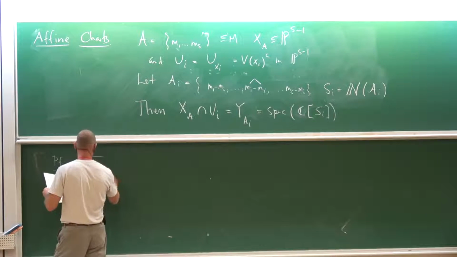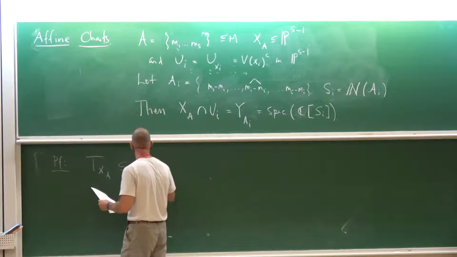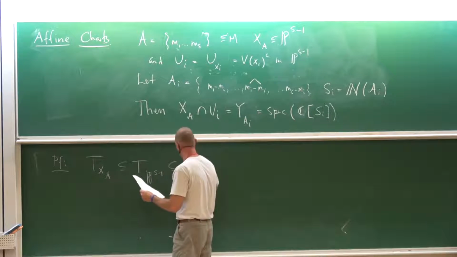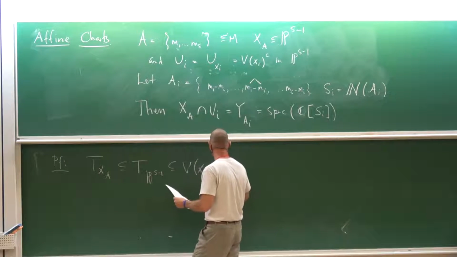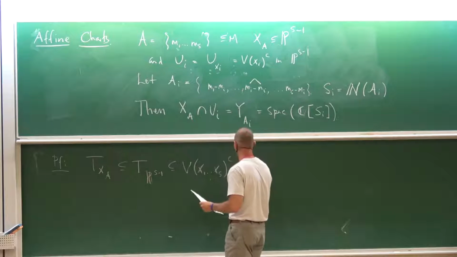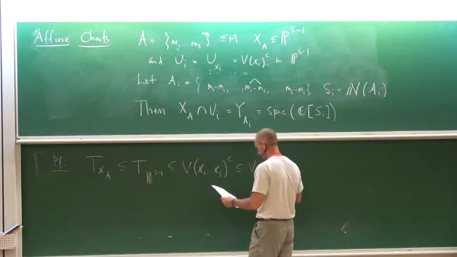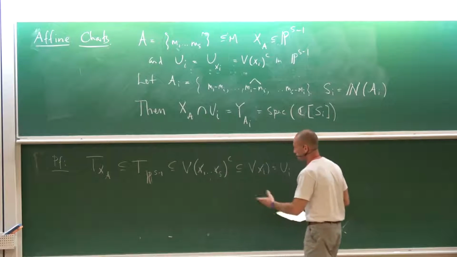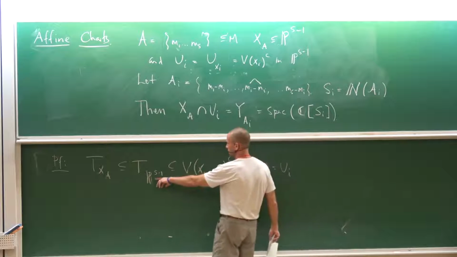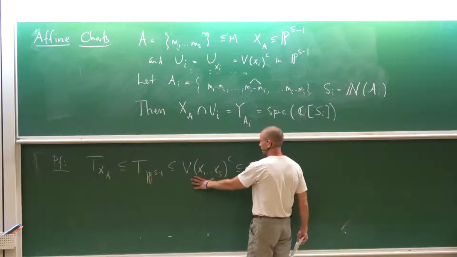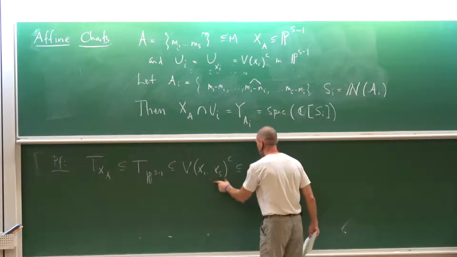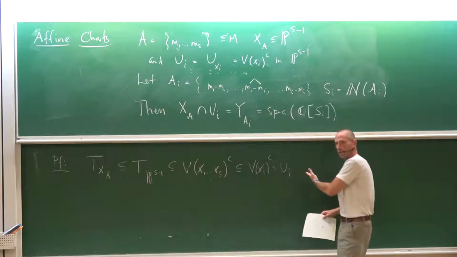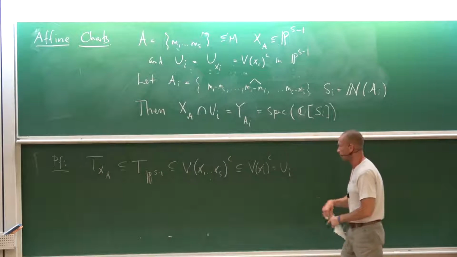The torus of X sub A is contained in the torus of P^(S-1), which is contained in V of X1 through XS complement, which is certainly contained in X sub I equals U sub I. Right, so this is a tautological statement. The torus of projective space, all the coordinates are non-zero. That's contained in the complement of the coordinate hyperplanes, which is certainly contained in the complement of one coordinate hyperplane. That's not U sub I, right? So that's a tautological sequence there.